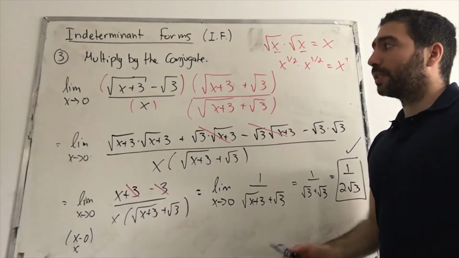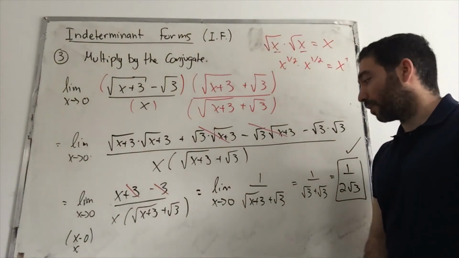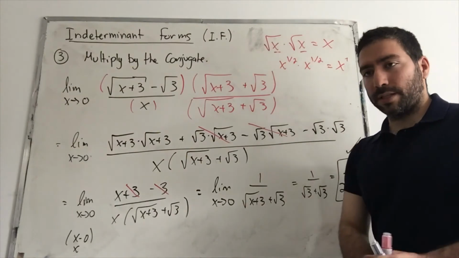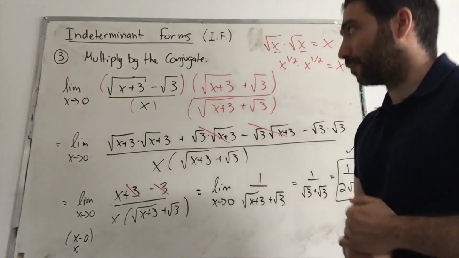Okay. So this is an example with square roots where we multiply by the conjugate. Very typical. The next example that we're going to look at is going to be with absolute values. How do we deal with absolute values?